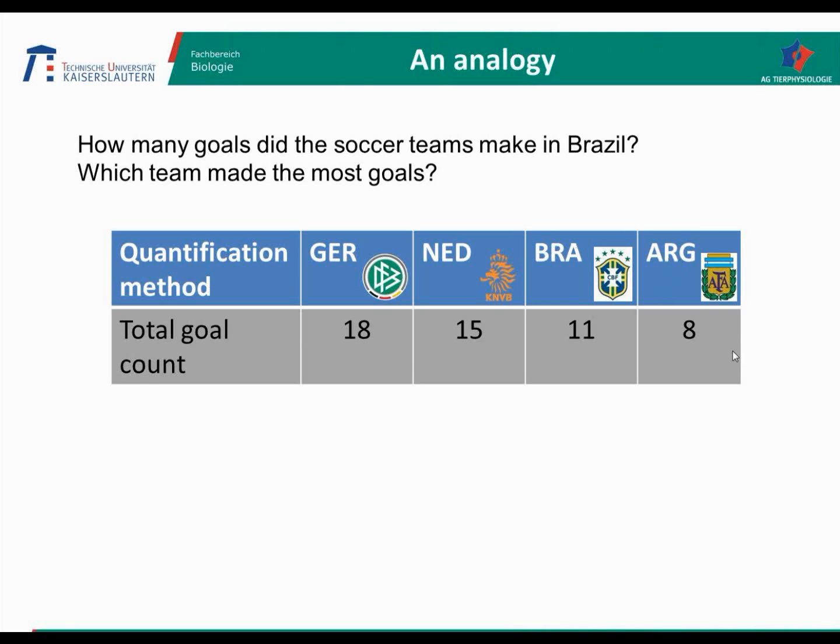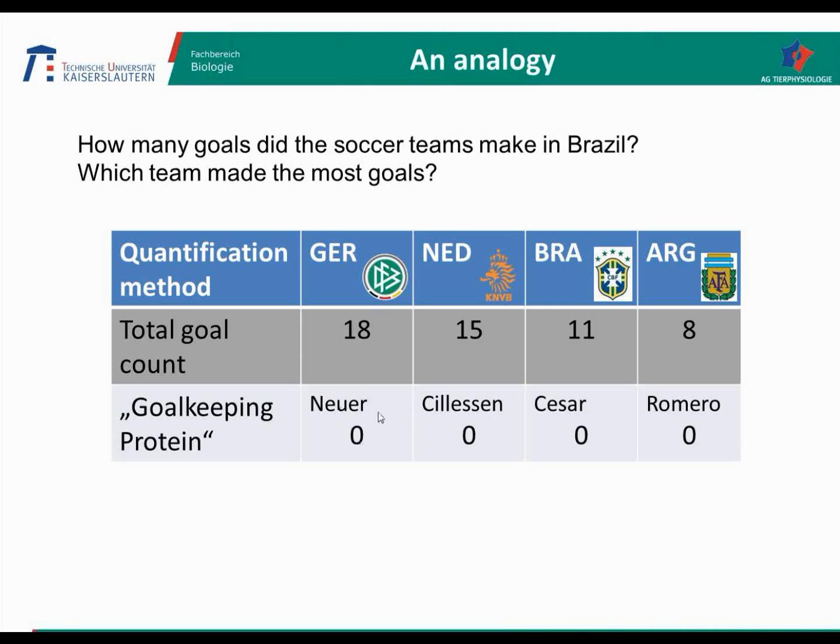Then we need some representative, let's call it protein, to assess the total goal count. In a soccer team we don't have a housekeeping protein, but we have a goalkeeping protein. For example, Neuer in the German team, or other players in the other teams. And you see that none of these goalkeeping proteins scored, no one made a goal. So this would be no good idea. The goalkeeping protein is no representative way to assess the total goal count.